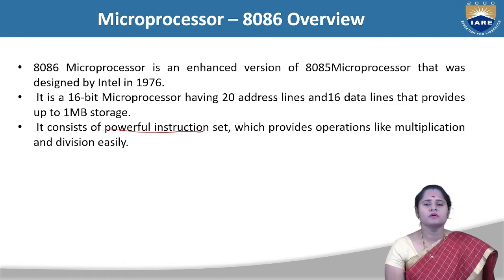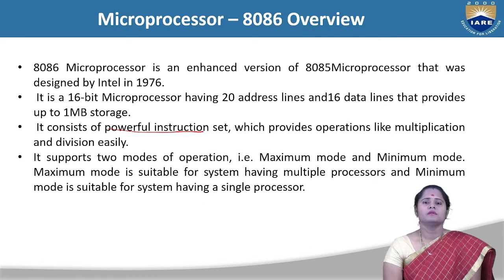So one of the greatest advantages of the 8086 microprocessor is that it has a powerful instruction set. It means you have a large number of instructions, where you can write instructions for different applications in a very easy manner.